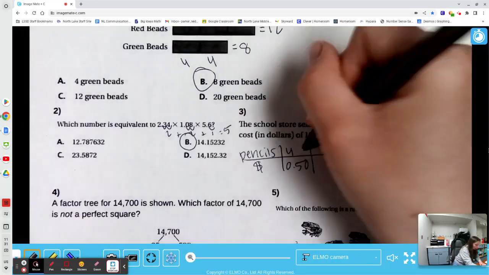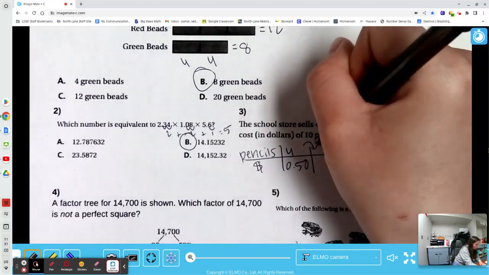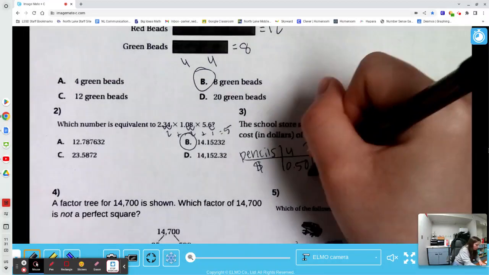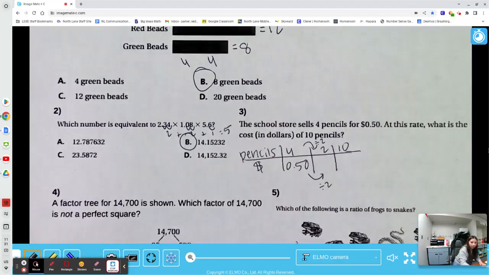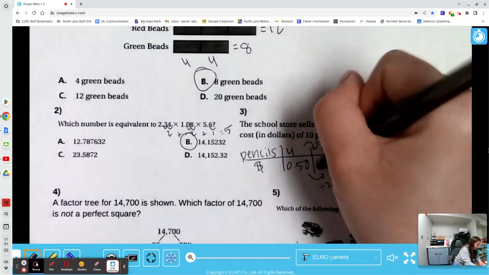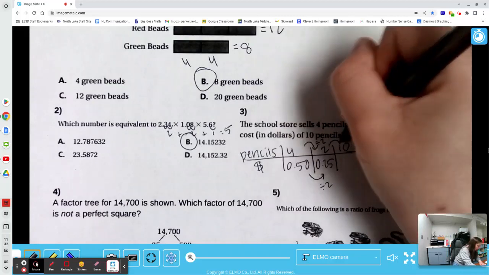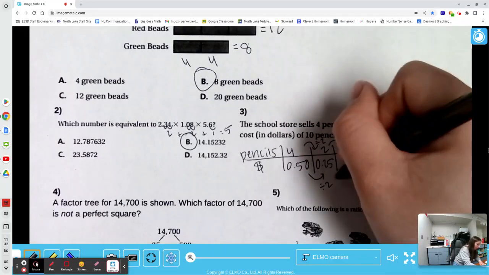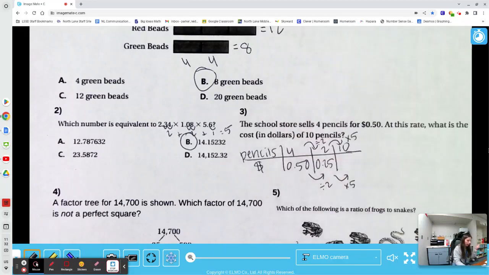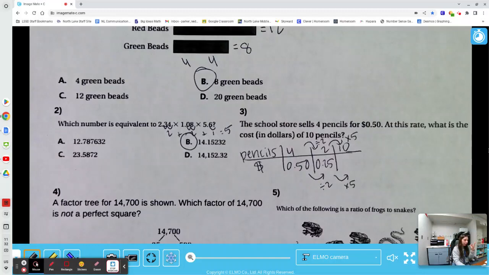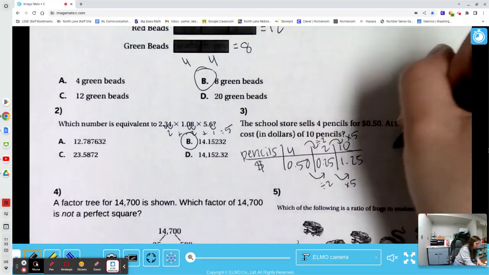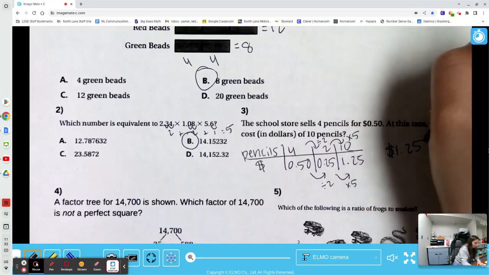It's kind of hard to go straight from 4 to 10. So first I'm going to divide it by 2 to make it a 2. I'll do the same to the bottom. 50 cents divided by 2 would be 25 cents. And then to go from 2 to 10, I multiply by 5. 25 cents times 5, so 25, 50, 75, $1, and then another one, so $1.25. So it would cost $1.25 for those 10 pencils.